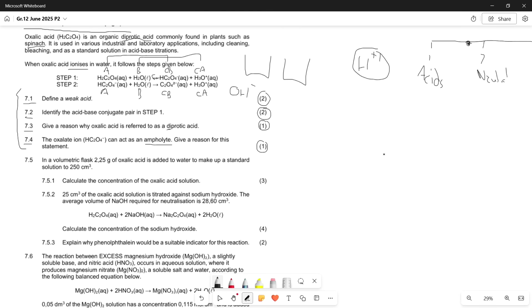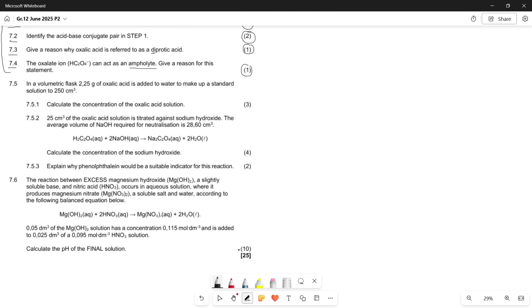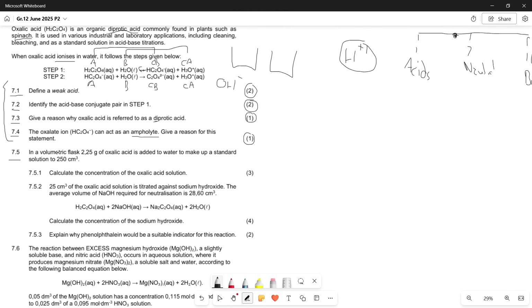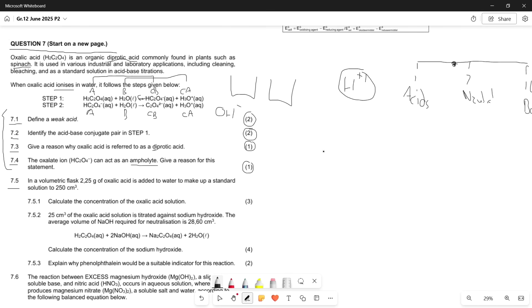And now we're getting to some sort of titration questions, especially this last question over here, a nice 10-mark question to finish off the paper. So then 7.5 over here, in a volumetric flask, 2.25 grams of oxalic acid is added to water to make up a standard solution to 250 centimeters cubed.